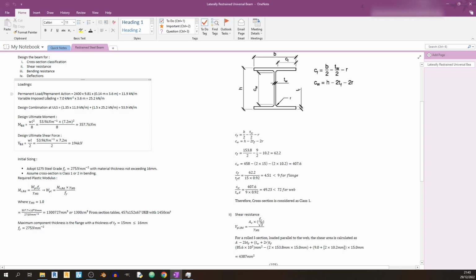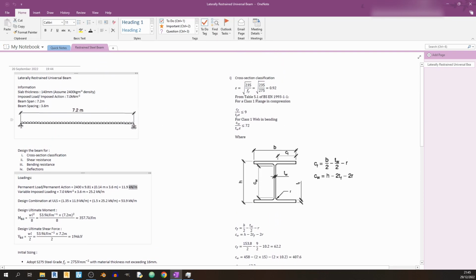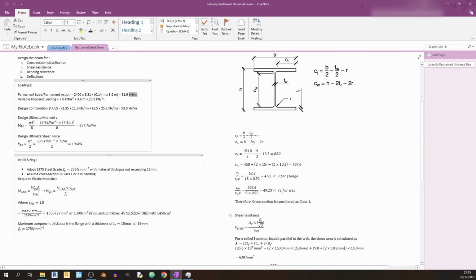So permanent loads are calculated as follows. We have the density of the concrete here, and this is G, and this is the thickness of the slab multiplied by 3.6 meters over here. So we get this value right over here. And for the variable loading, it's just the value itself multiplied by 3.6 meters, and we get this 25.2 kilonewtons per meter. And we're using a unit of kilonewtons per meter because we are assuming a uniformly distributed load.